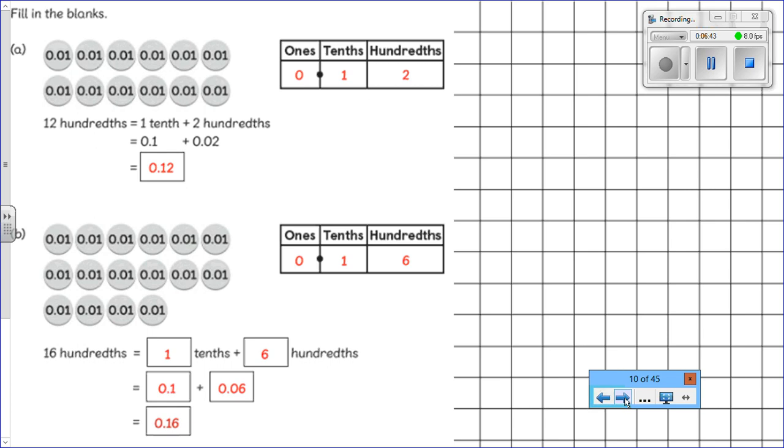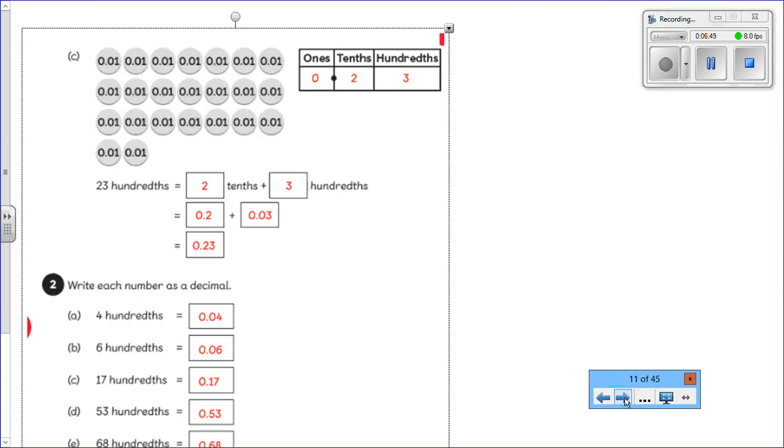Here are the answers to A and B, and the answers to C and question 2.